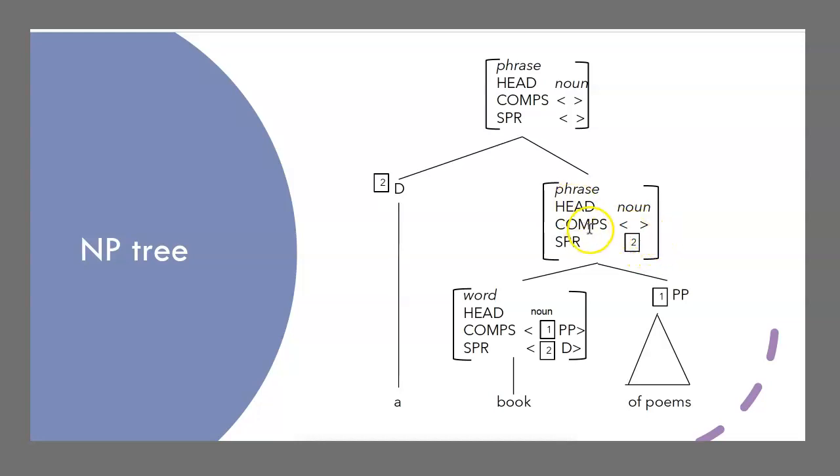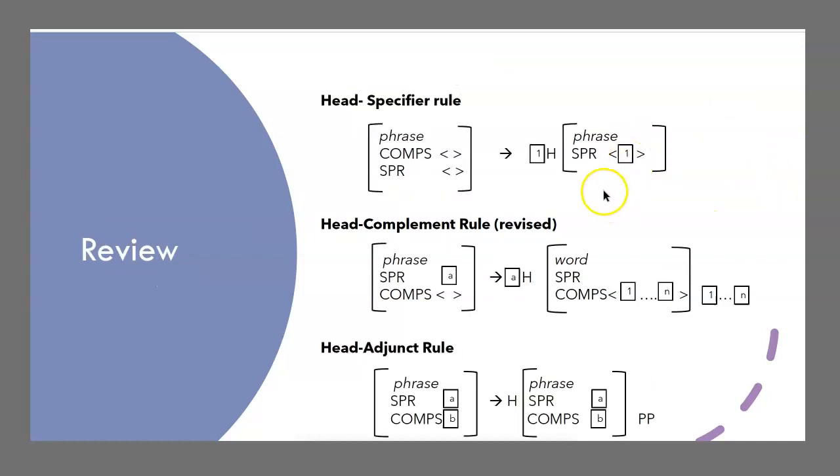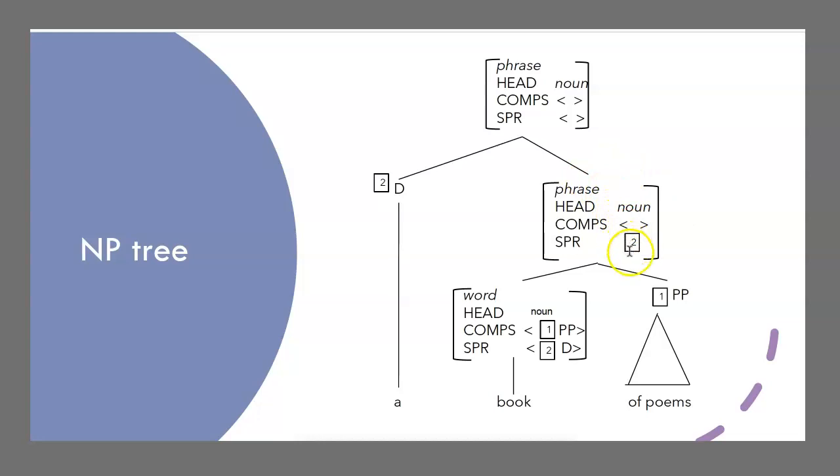So now this phrase looks for a determiner, right? The determiner is the specifier which combines with this. What makes it combine? The head specifier rule says whatever specifier value you have, if a phrase which has that value appears, you can combine them, and the specifier value of the mother becomes null or an empty list. That's what happens here. The specifier becomes null.